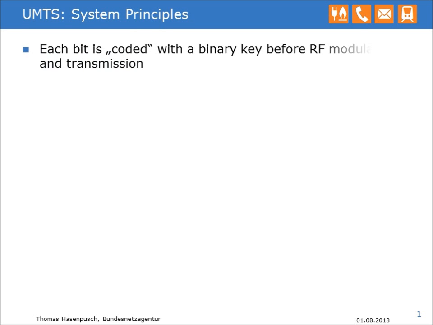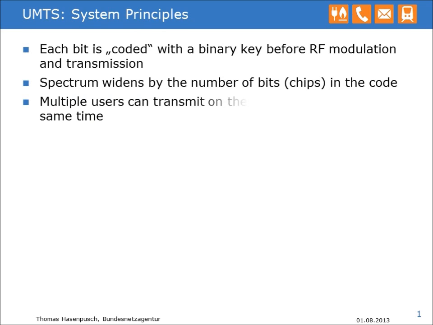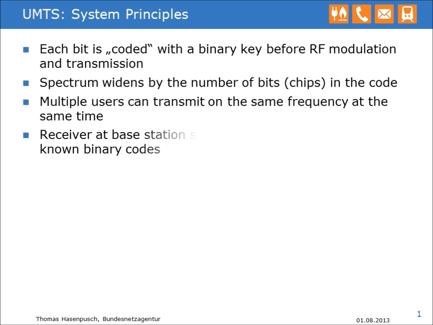In UMTS, each bit is coded with a binary key before it's modulated. Due to that, the spectrum widens by the number of bits or chips in the code. But the advantage is that multiple users can transmit on the same frequency at the same time. This is what we call CDMA, Code Division Multiple Access.